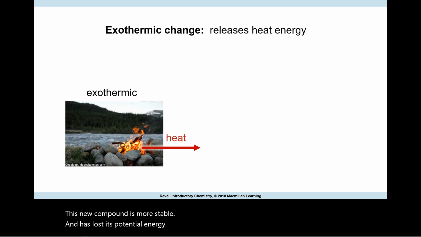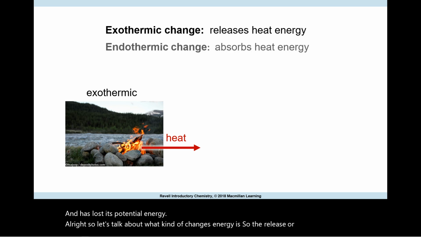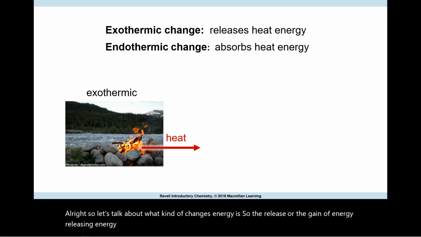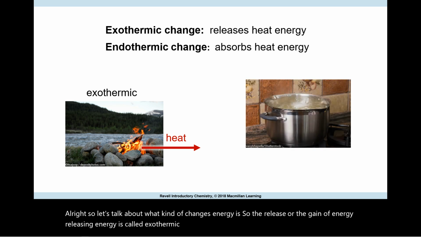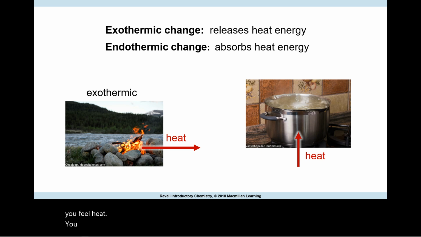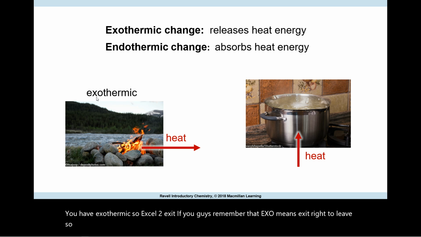All right, so let's talk about what kind of changes energy is: the release or the gain of energy. Releasing energy is called an exothermic reaction. When you burn something, when you feel heat, you have exothermic. Exo means exit, right? To leave. So you're exiting the system. Heat is exiting, exothermic, feels hot.